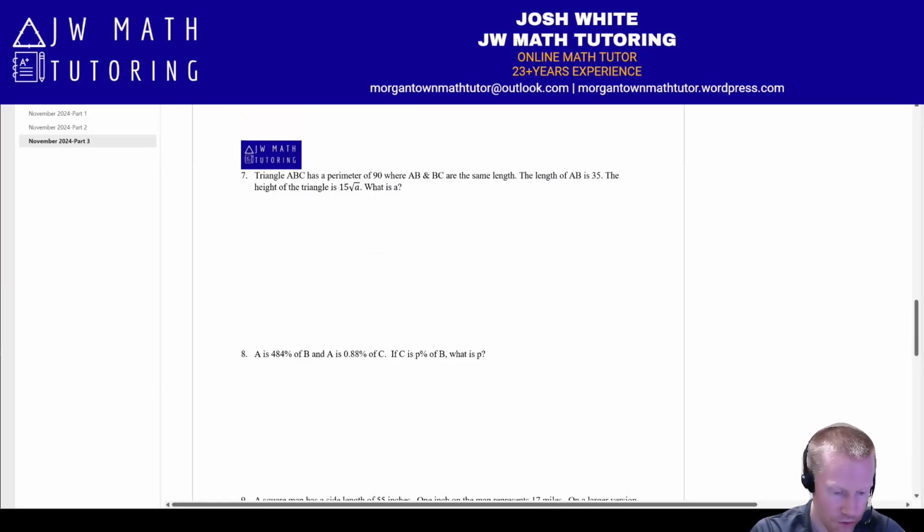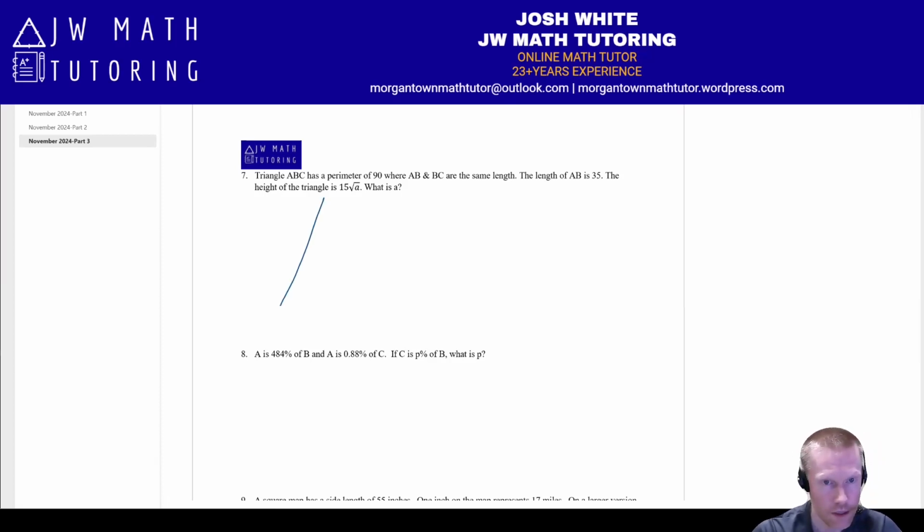All right, let's go through this next problem. Number 7 deals with an isosceles triangle, basically ABC. Total perimeter is 90. AB and AC are the same, and you also know AB is 35. So that means that AC is also 35. 35 and 35 is 70, and you subtract that from 90. That means that this has to be 20.